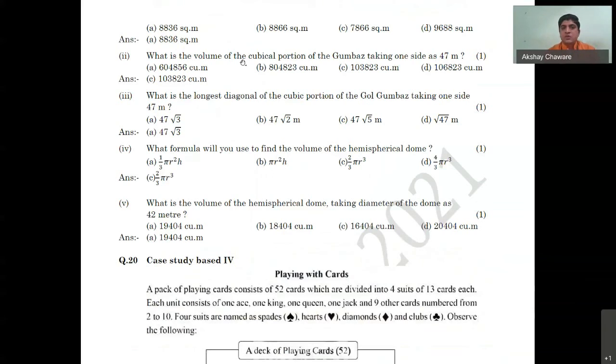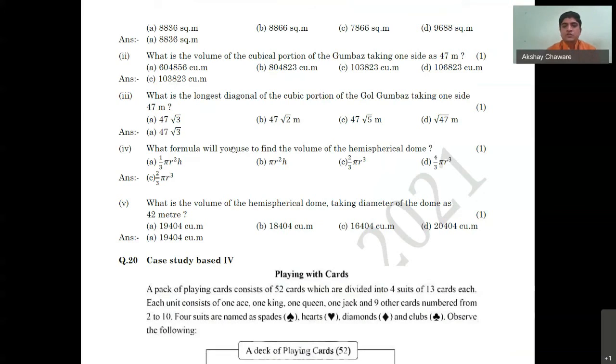Second, what is the volume of the cubical portion? Again, the side is 47 meter. Volume is L cube. Using the formula, 103823 cubic meter is the answer. Now, the longest diagonal of the cubical portion of the Gol Gumbaz, taking one side 47 meter. So again, the formula for diagonal is root 3 L. Okay, and the answer is 47 root 3.